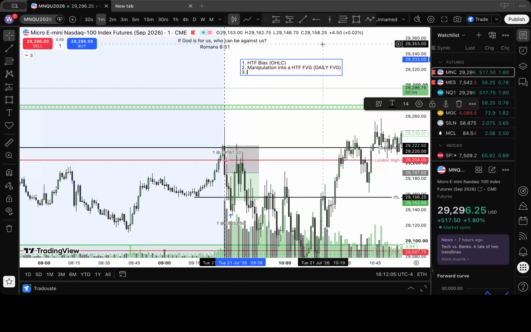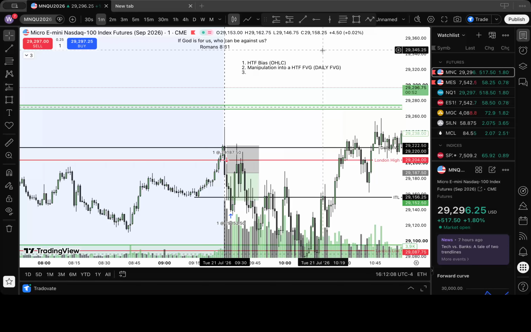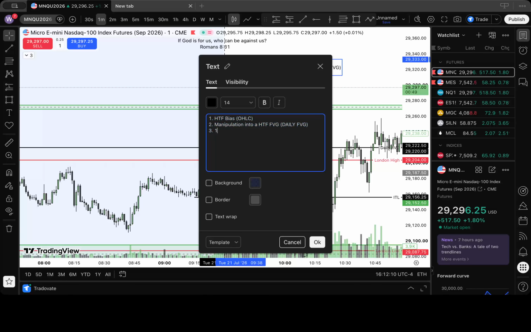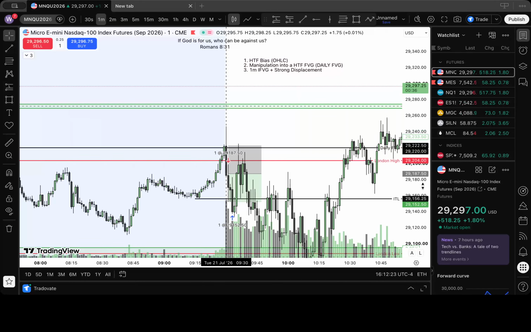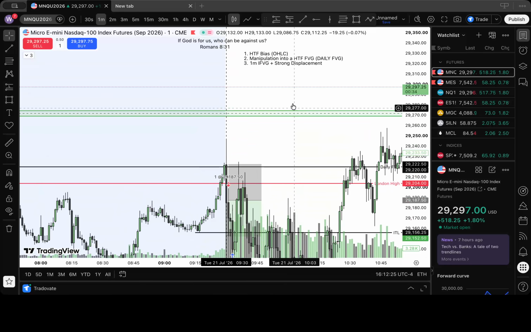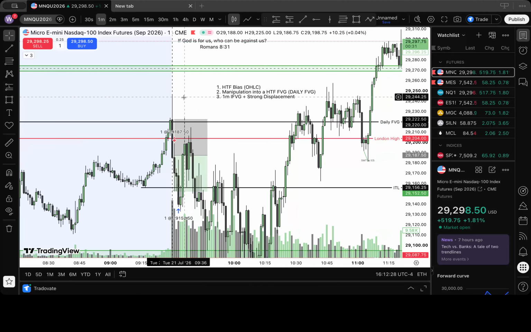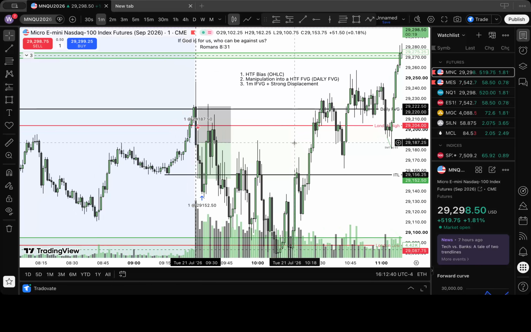And the last thing we saw was a 1 minute IFVG, along with actually strong displacement. You always want to look for candles with strong displacement. It wasn't quite a change in the state of delivery, but it was good enough. So, high time frame bias, manipulation, and an IFVG. And to be honest, that's all you really need. Bias, manipulation, execution.